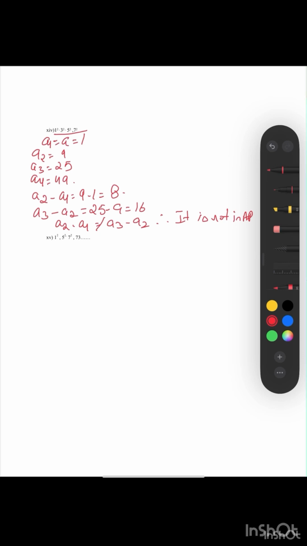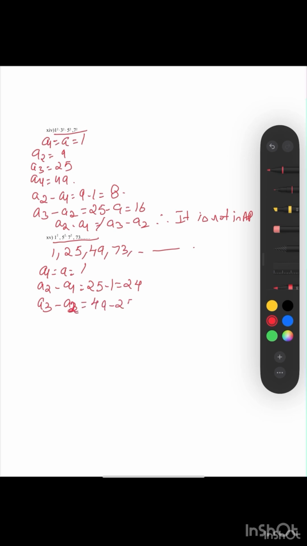Now coming to the next part, I have 1 square, 5 square, 7 square, 73 and so on. Again over here, my first term A1 is equal to 1 square, that is 1. 5 square will become 25, 7 square will become 49, and so on. So in this case, A2 minus A1 is 25 minus 1, which is 24. A3 minus A2 is 49 minus 25, which is again 24.